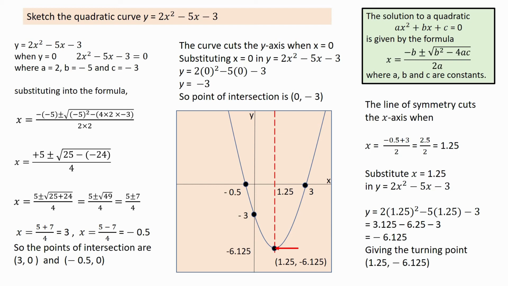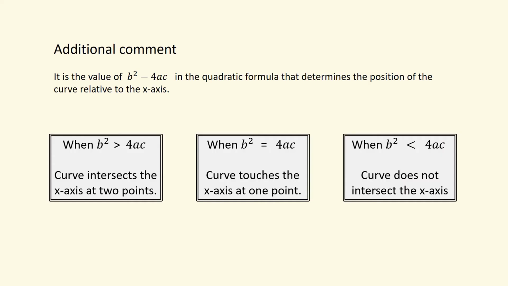We say it is a minimum turning point because the curve does not extend below it. Finally, adding the equation of the curve completes the sketch. In this video, b squared is greater than 4ac, and so gives a positive square root, which can be evaluated to give 2 points of intersection on the x-axis.